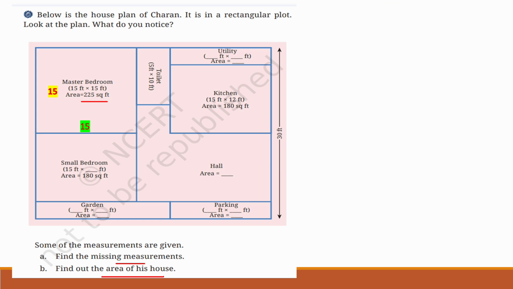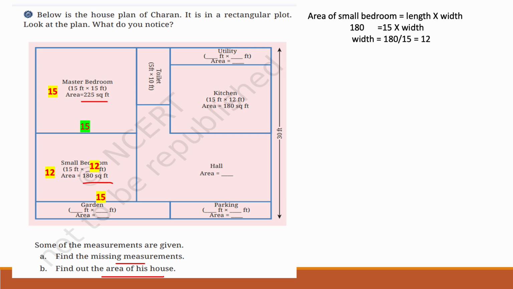Then see the next room. It is a small bedroom. See here it is 15 feet. Length is 15 feet. Breadth we have to find. Area is 180 square feet. So area of small bedroom is equal to length into width. That is 180 is equal to 15 into width. What is width? Width is equal to 180 divided by 15. That is 12. So here width is 12. Length is 15. Area is 180 square feet. Okay.